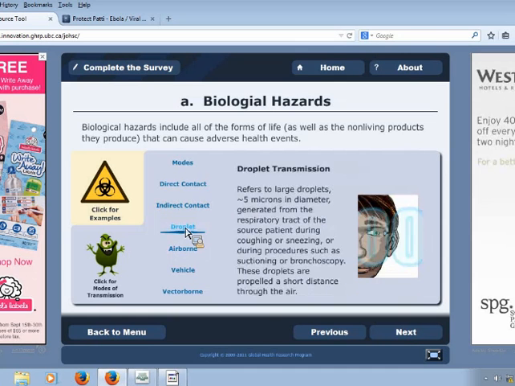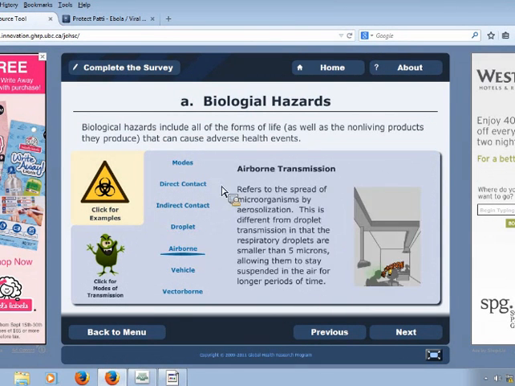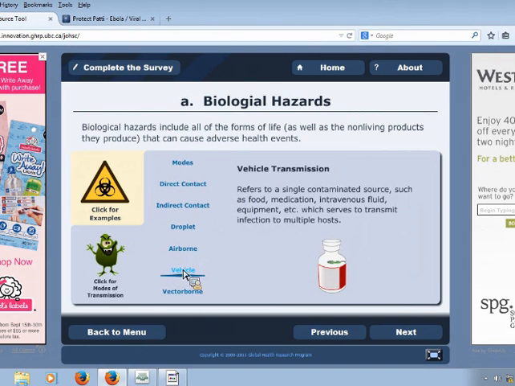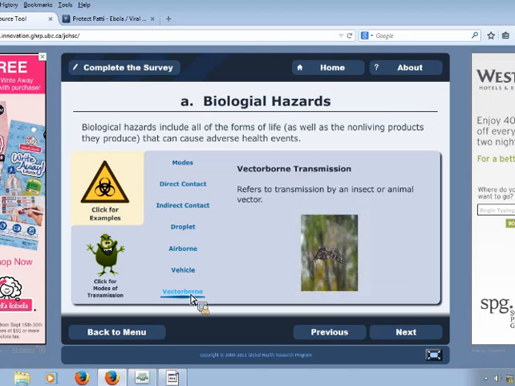The droplet spread from people sneezing and coughing, or procedures like bronchoscopy, which is why we use masks and other protective clothing. When certain particles are small enough, they remain airborne, in which case we have to use N95 respirators. And there's also, of course, vehicle transmission, which is why we refrigerate things and do other things, and vector-borne diseases, which is a whole other talk in itself of how you manage vector-borne diseases.